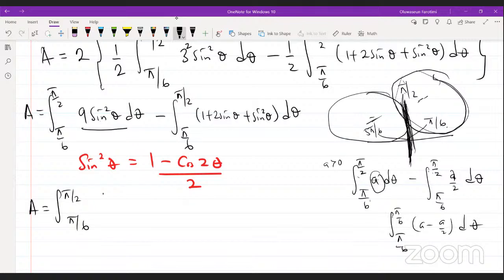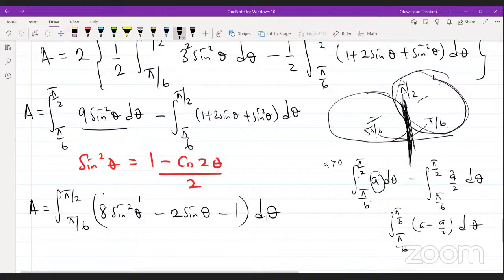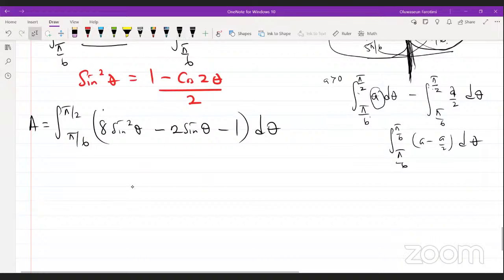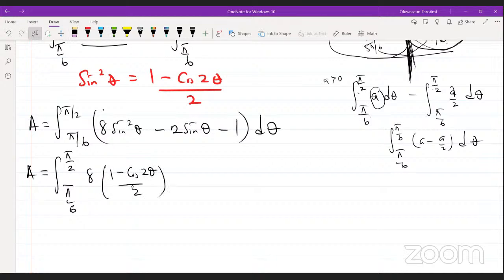That's the same thing we're going to see here. This is 9 sine squared of theta minus sine squared of theta. You have 8. Then you have minus, this negative sign distributes over the other guy. So I have something like this. Am I free to plug in my sine squared of theta right now? Yes, guys, I'm free to do that. So let us plug it in. You have 8 times 1 minus cosine 2 theta divided by 2. That's the first guy. Minus 2 sine of theta minus 1 d theta.